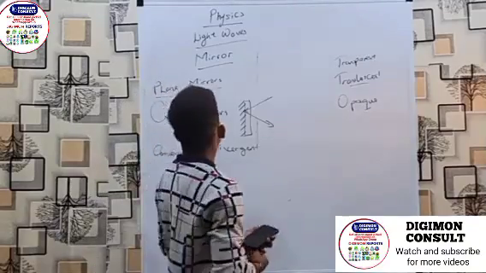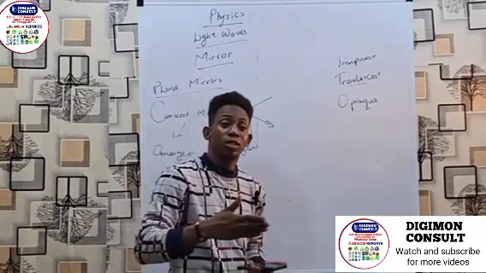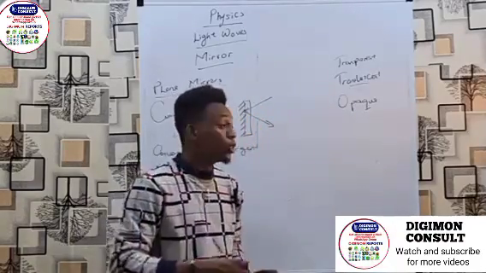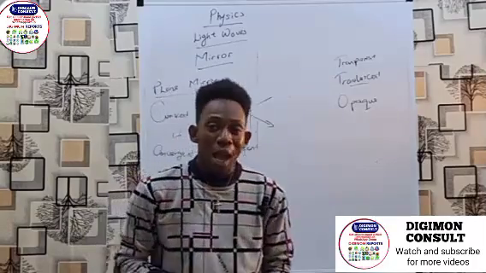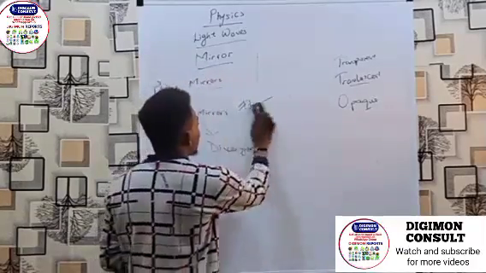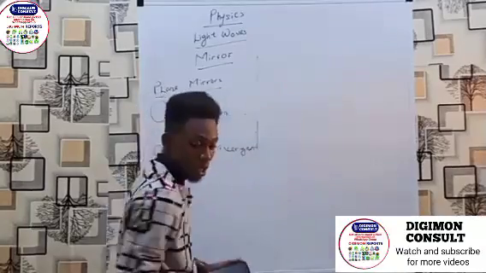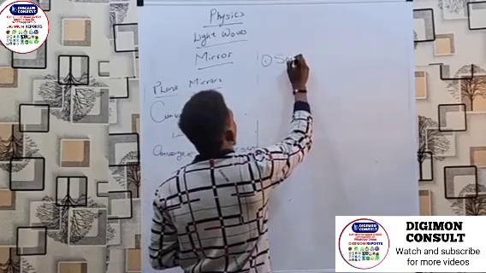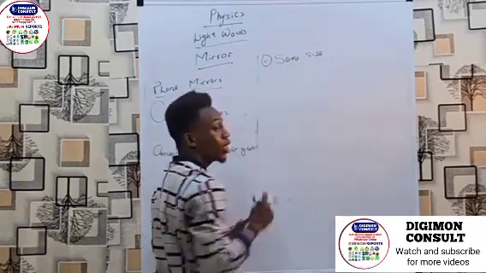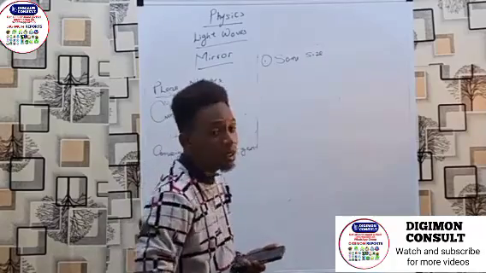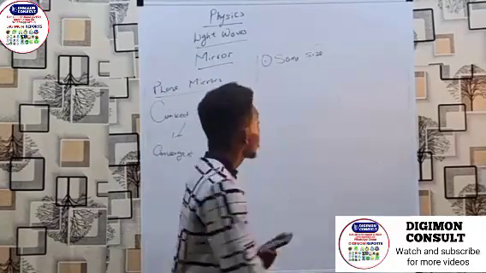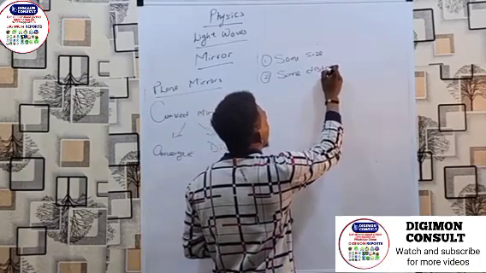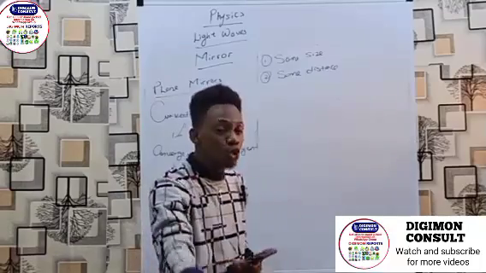Now, how do we produce plain mirrors? Plain mirrors are gotten from straight pieces of glass, unlike your curved mirrors, which are gotten from curved pieces of glass. Your plain mirrors are perfectly straight, and as a result, the images they produce have some special properties. Number one, the images produced by a plain mirror are always the same size as the object. Never bigger, never smaller. Also, the image they produce is at the same distance in the mirror as the object is in front of the mirror.